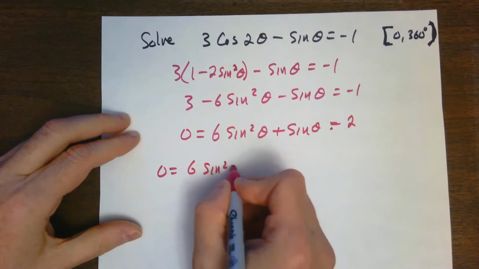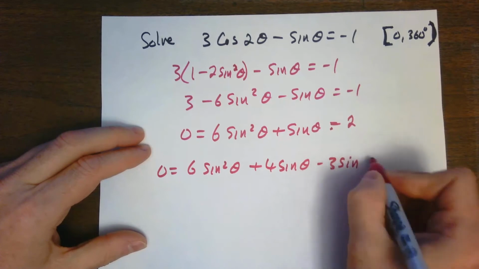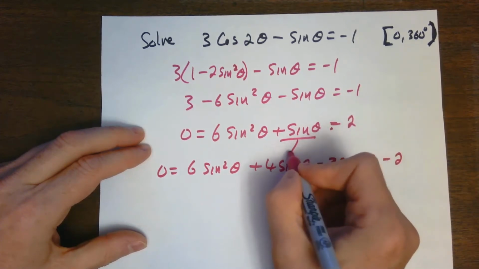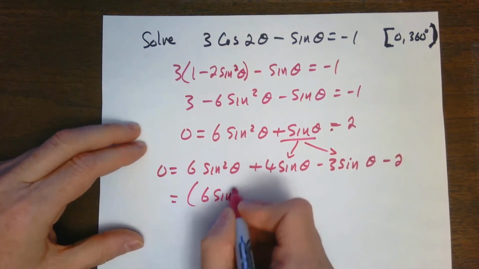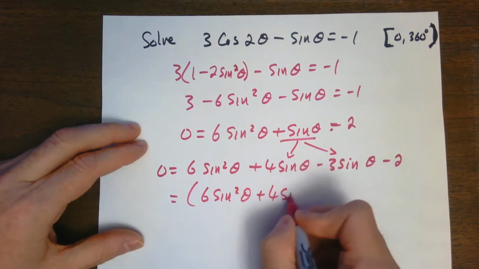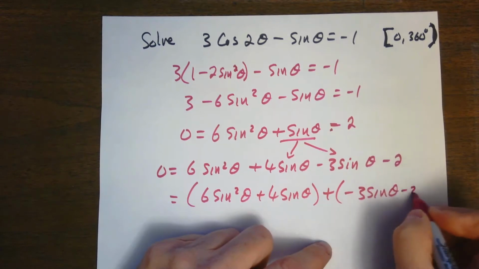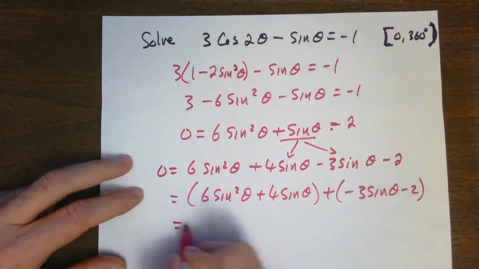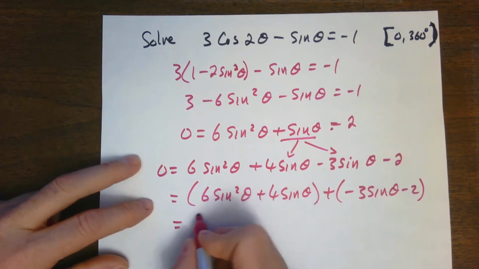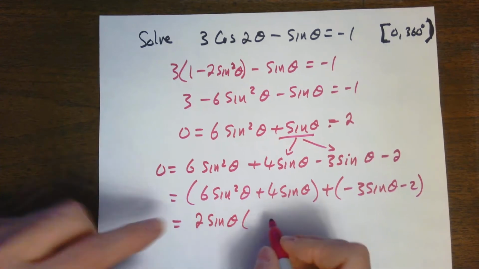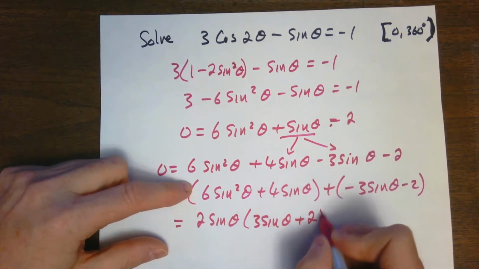6 sine squared theta plus 4 sine theta minus 3 sine theta minus 2. So I'm splitting that middle term. Group 6 sine squared theta plus 4 sine theta plus negative 3 sine theta minus 2. Out of this group I can factor, what does it look like? A 2 sine theta. And what am I going to get left with? 3 sine theta plus 2.